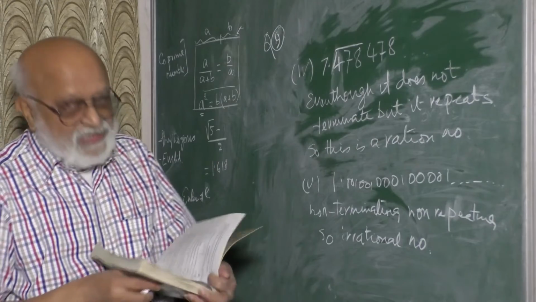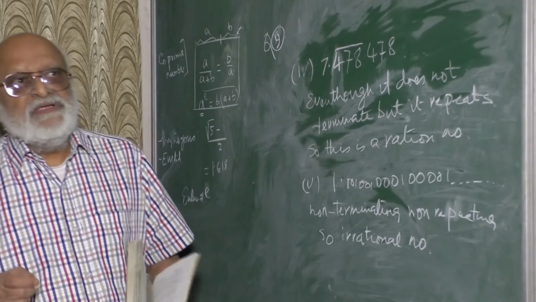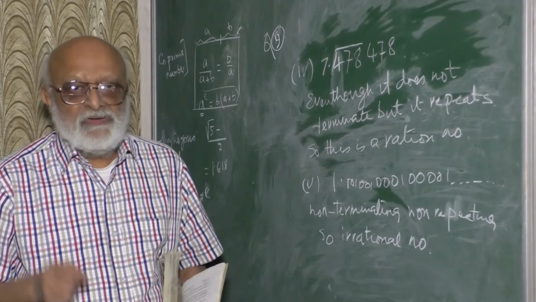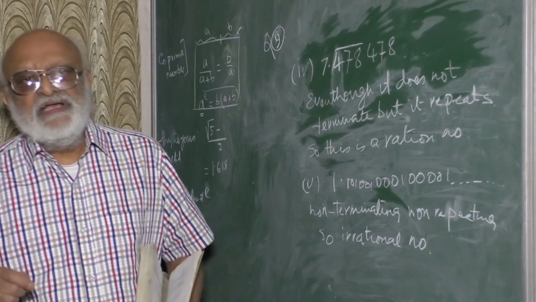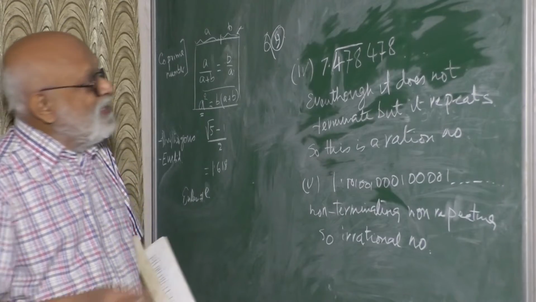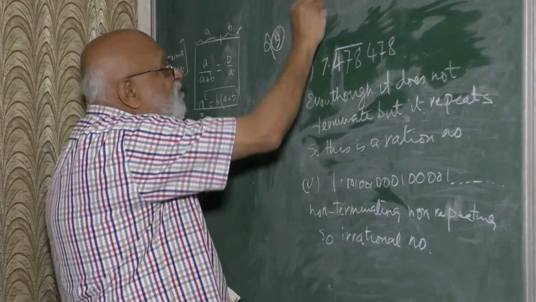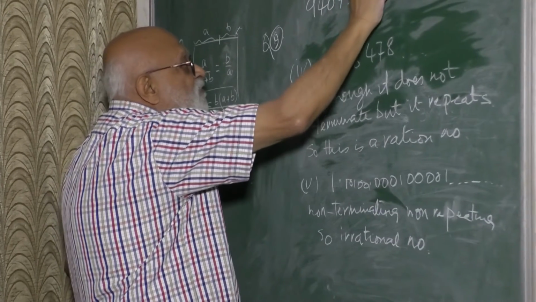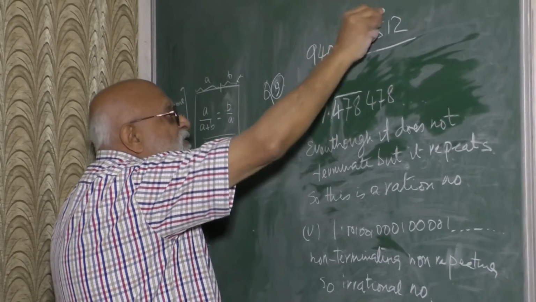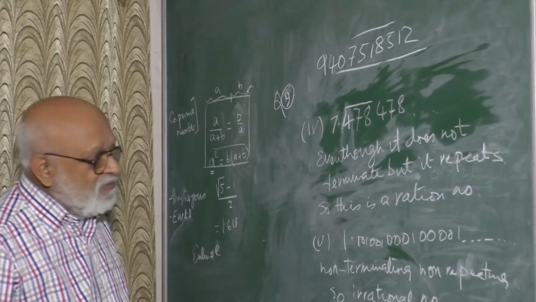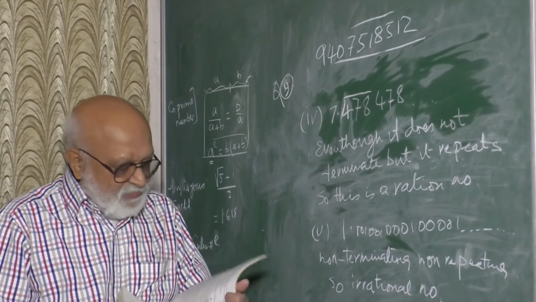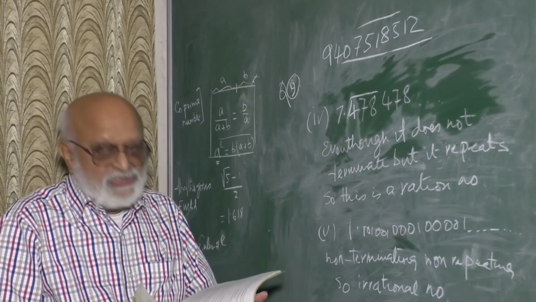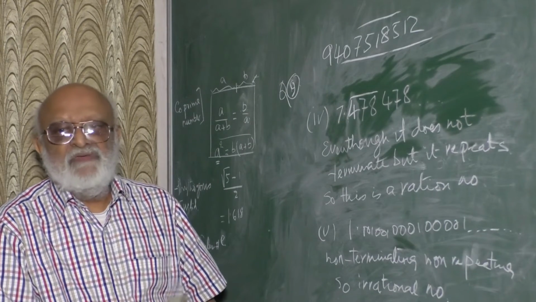So I think we have completed chapter number 13 in all completion. It has been completed totally. And if you have any questions or any clarification, you can definitely reach my number, which is 940-751-8512. Okay, and from next time we will be taking up representing real numbers on number line. This concept I want to clear.